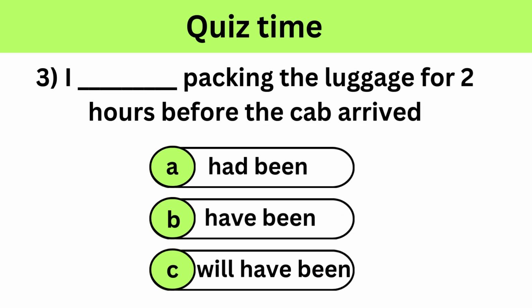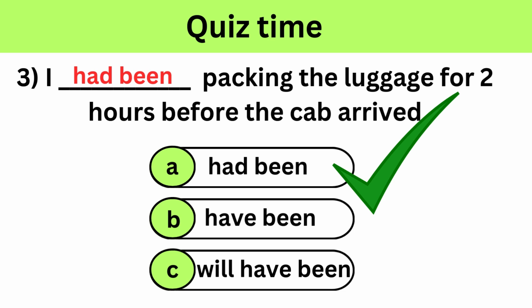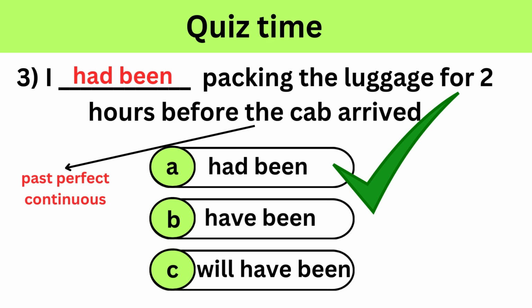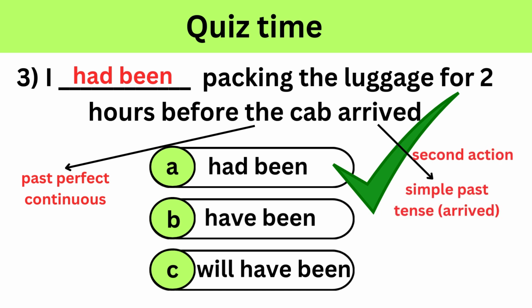Question number 3. I dash packing the luggage for 2 hours before the cab arrived. Option A: had been. I had been packing the luggage for 2 hours before the cab arrived. Here we use "had been" because it is the past perfect continuous tense, indicating that one past action, packing, occurred before another past action, the cab's arrival, which is in the simple past tense. If the second action is in the simple present tense, we use the future perfect continuous tense.